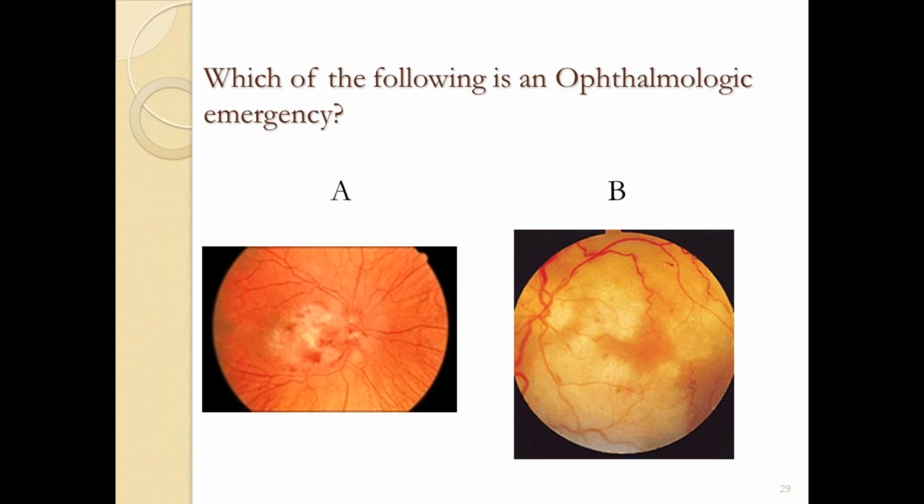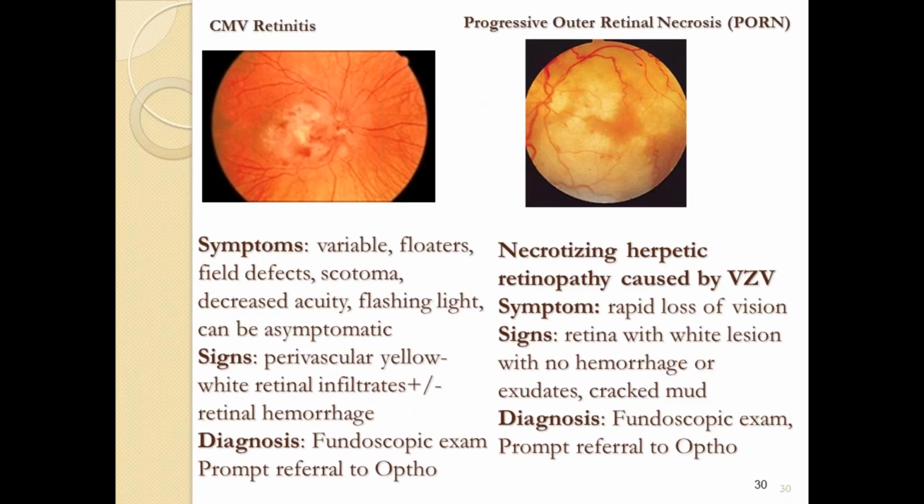So it turns out that these are both ophthalmologic emergencies. The one on the left is CMV retinitis, and the one on the right is progressive outer retinal necrosis, or PORN, which is the only time I'm going to talk about porn in the context of a lecture. So CMV retinitis: what you're seeing, that red stuff are the retinal hemorrhages, and the yellow stuff are infiltrates. Sometimes people will refer to this as a scrambled eggs and ketchup appearance. I don't know if it looks like that to you guys.